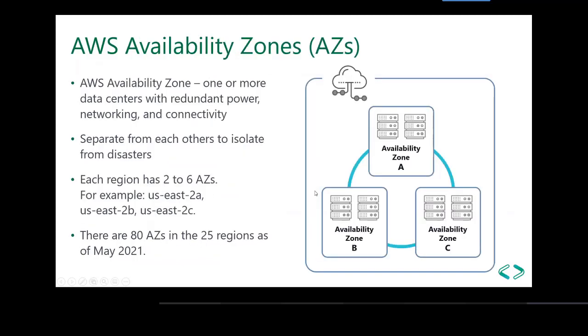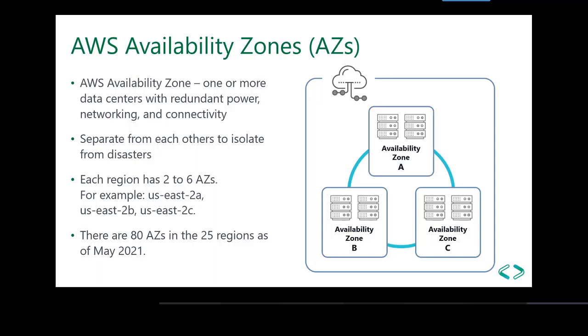All right, let's move on to availability zones. An availability zone is one or more data centers with redundant power, networking, and connectivity. And of course, they are separate from each other to isolate and protect themselves from disasters. Each region can have 2 to 6 AZs, availability zones.